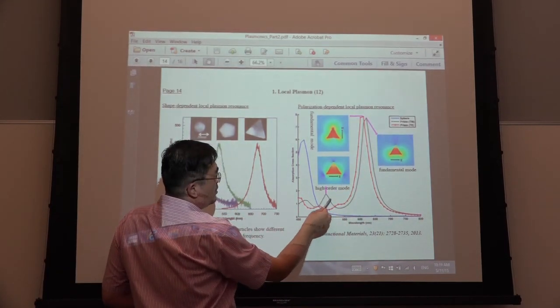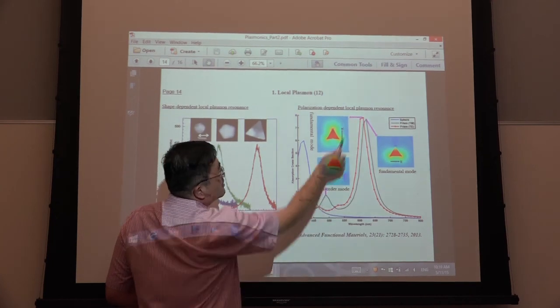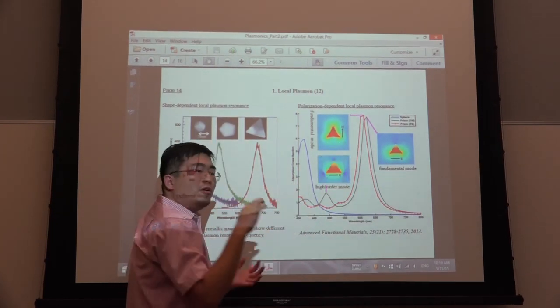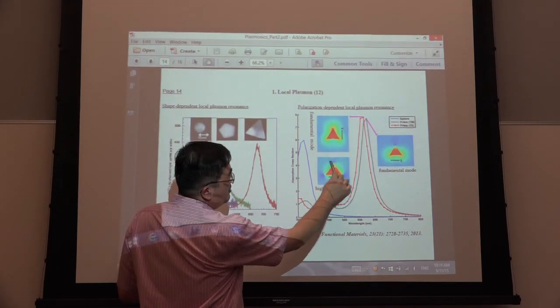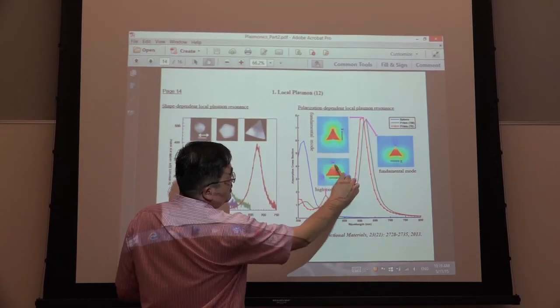You can see this lower, shorter frequency. They also have a small peak, not so strong. You can see high order modes are typically weaker. It's not a dipole mode; it has something similar to a quadrupole or something.